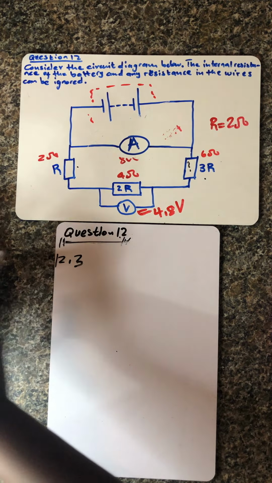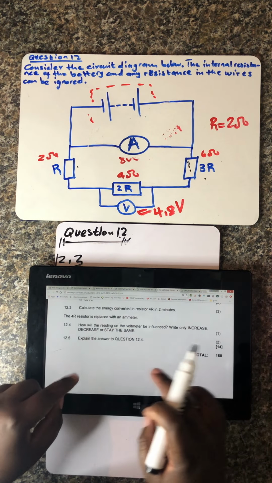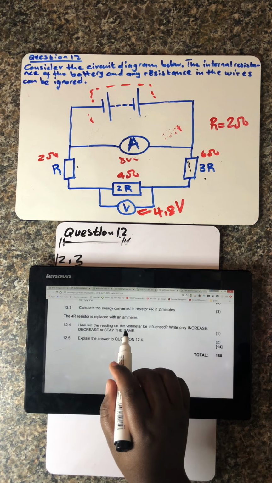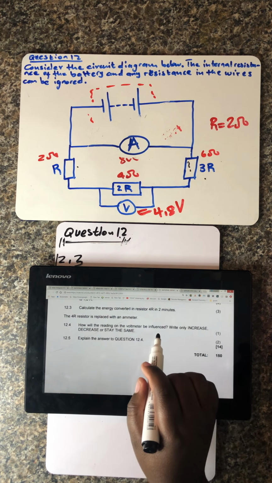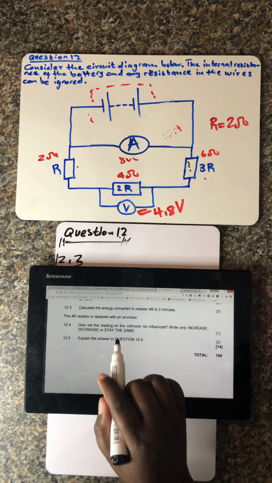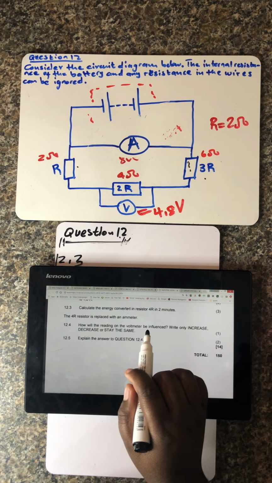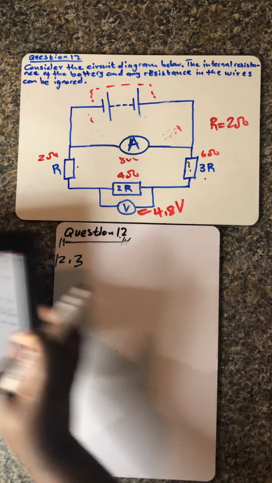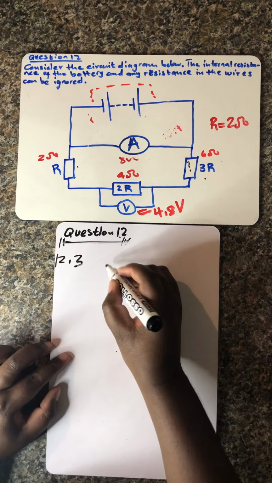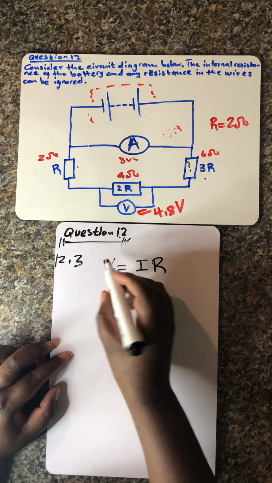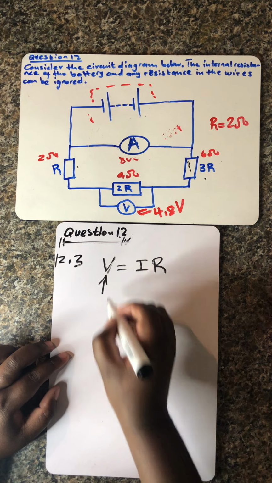So now let's have a look at question 12.4. They say, how will the reading on the voltmeter be influenced? Right, only increase, decrease, or stay the same? Guys, the influence on the voltmeter as a result of replacing 4R resistor with an ammeter. Remember, guys, when you are confronted with this type of questions, just write this formula. Okay, they are asking about the V.